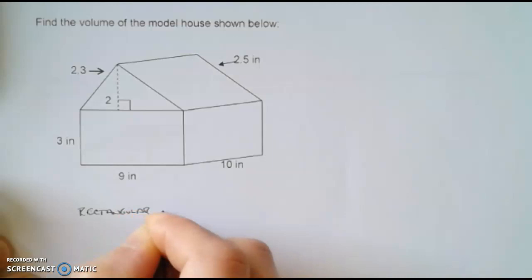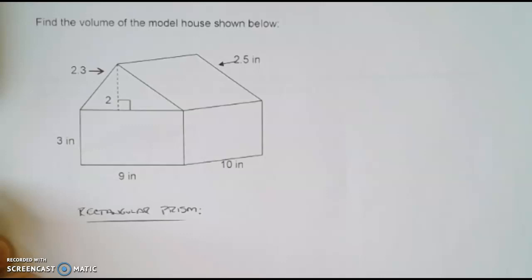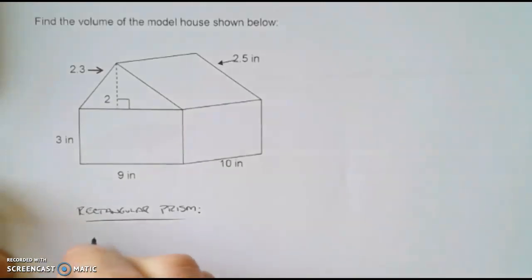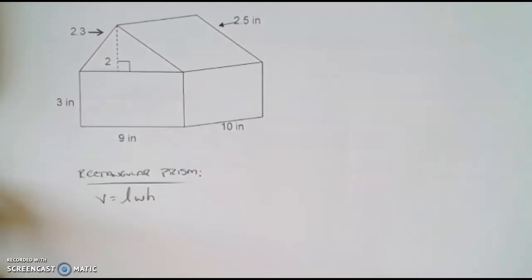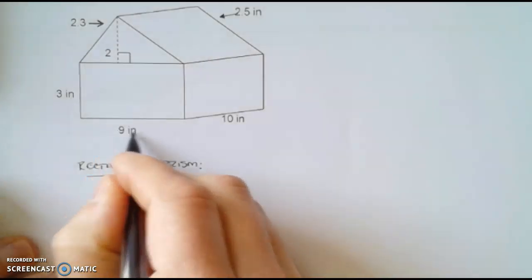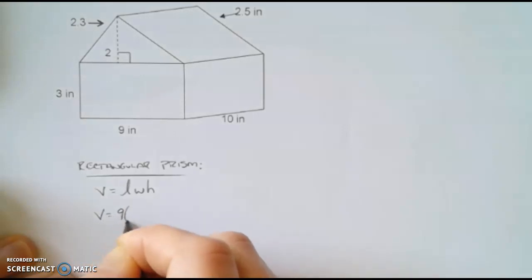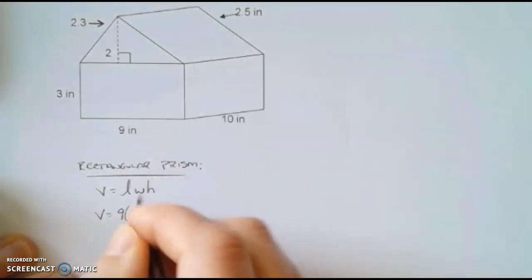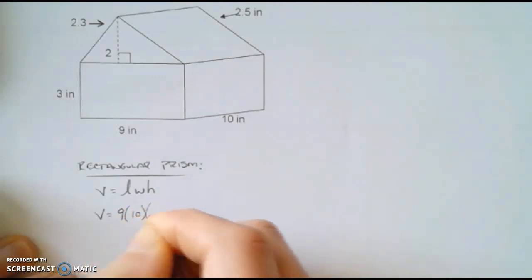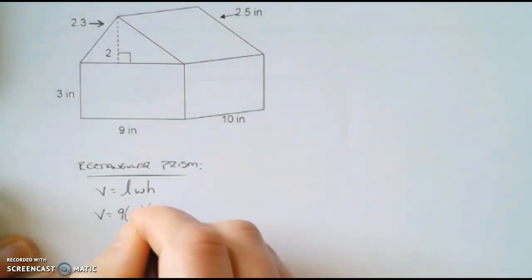To find the volume of a rectangular prism, we said up above that the volume formula is V equals length times width times height. Looking at our rectangular prism, we can call this 9-inch segment the length, so V equals 9, times the width, we can call this 10-inch segment the width, times the height of the rectangular prism, which would be this 3-inch segment.